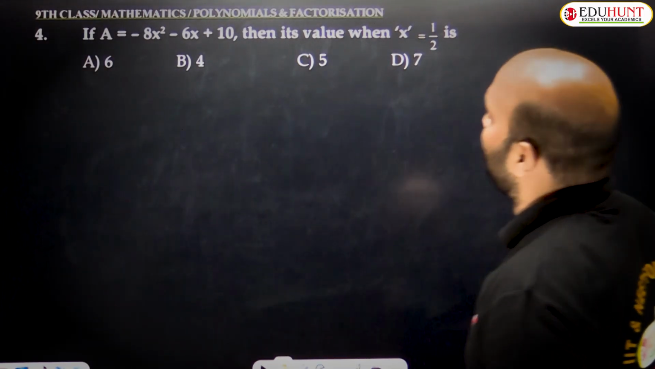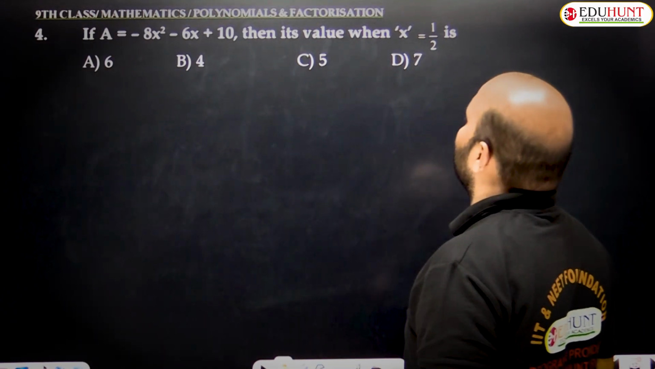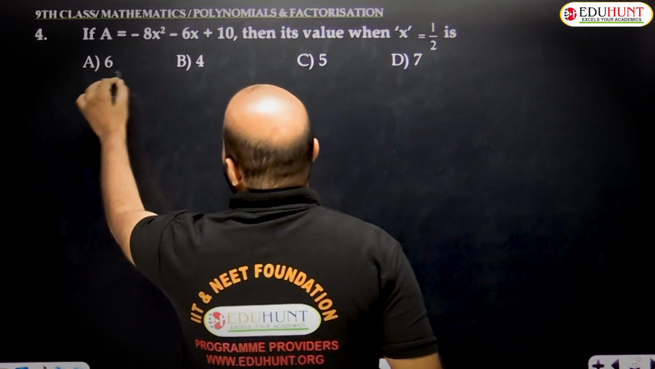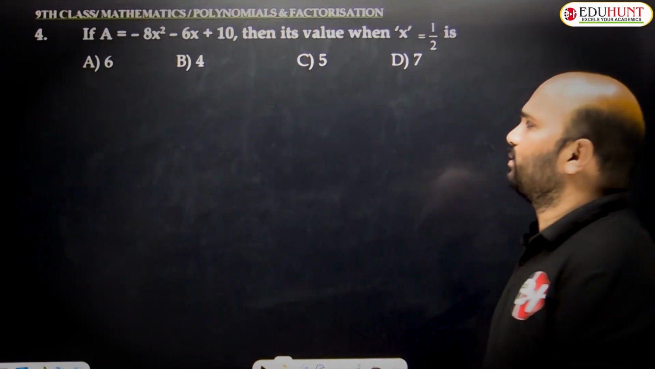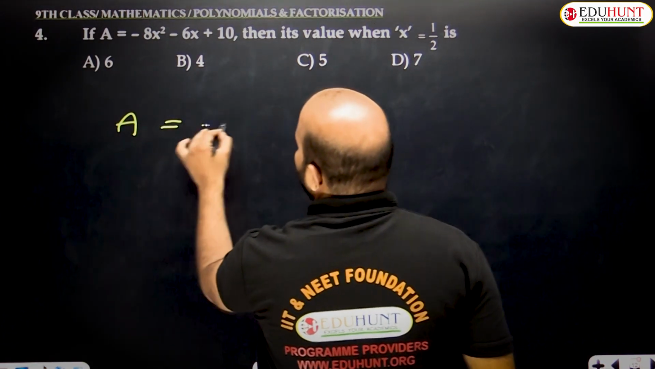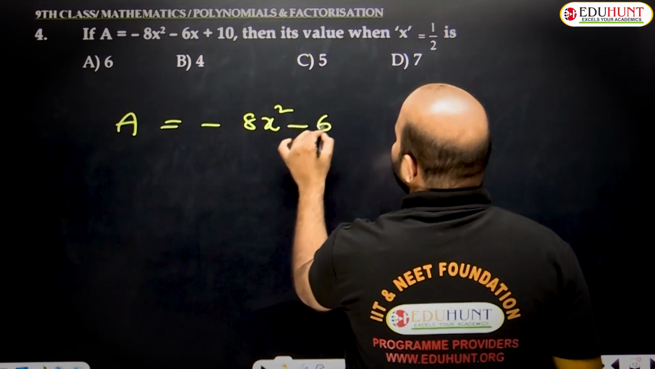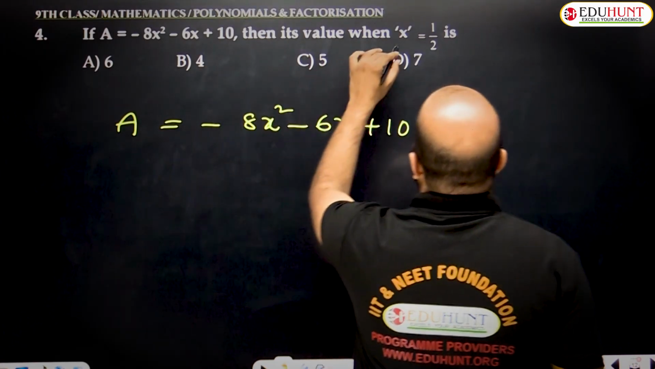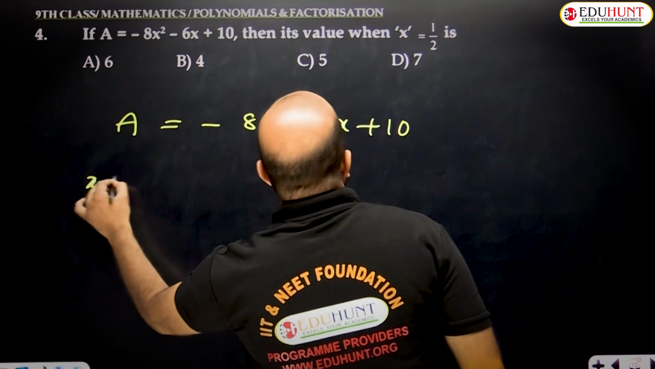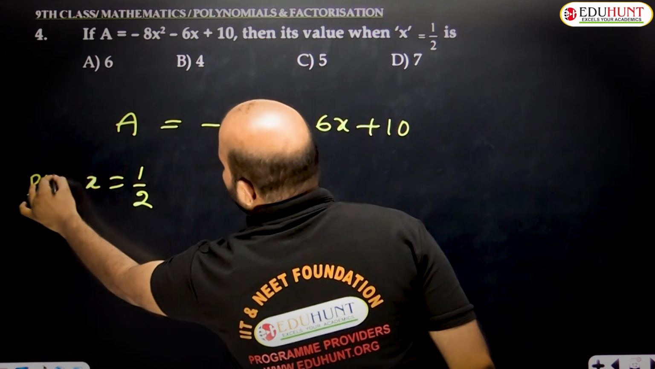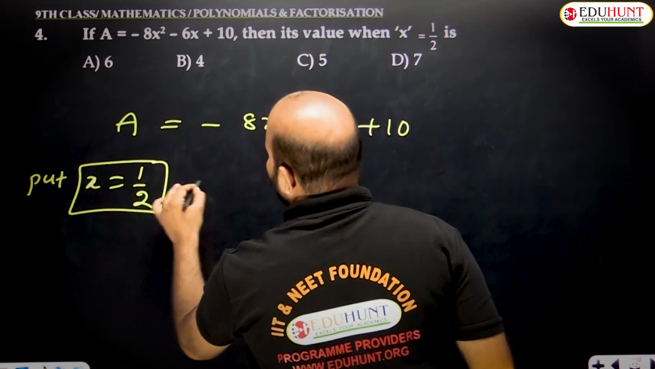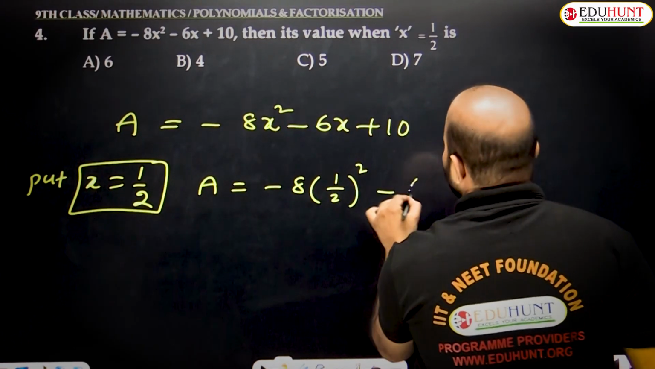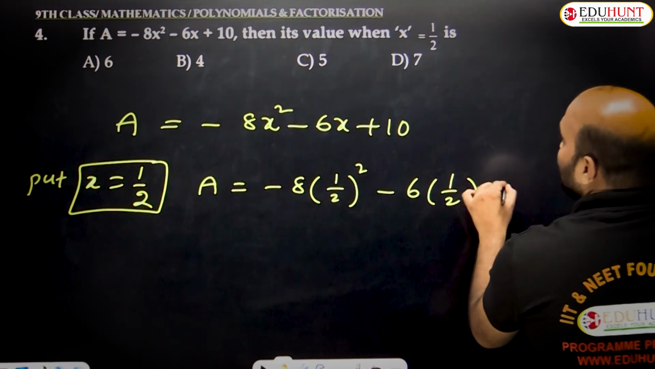If a equals minus 8x square minus 6x plus 10, then its value when x equals 1 by 2 is. Option A 6, option B 4, option C 5, option D 7. What I am given is a equals minus 8x square minus 6x plus 10, but the question I am asking is the value of a at x equals 1 by 2. So put the value x equals 1 by 2, therefore a equals minus 8 into 1 by 2 whole square minus 6 into 1 by 2 plus 10.